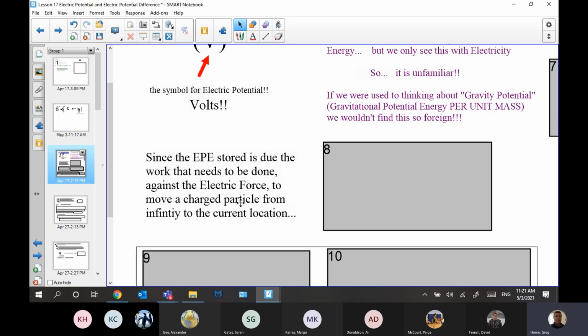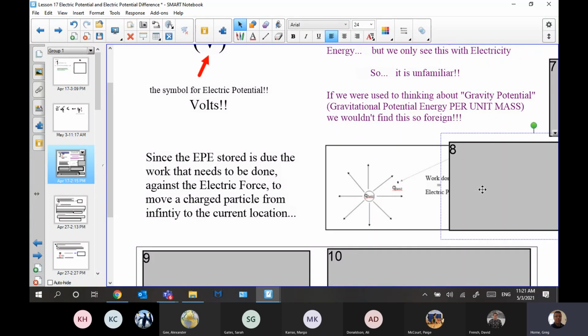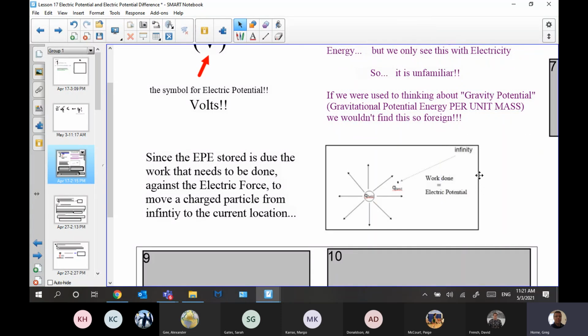All right, so electric potential energy, we know it's stored due to the work that's done against the electric force to move a charge from infinity to a location. We're going to start to deal with this contradiction. So we're talking about electric force moving a charge from infinity to that location. That's the EPE, the electric potential energy. So picture this diagram here where we're moving a positive test charge from infinity to this spot. That's work done, of course, right?